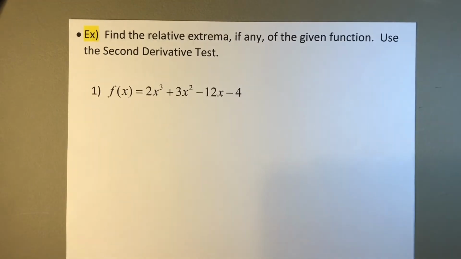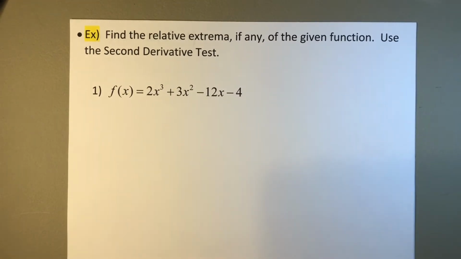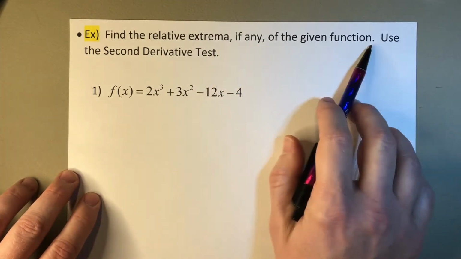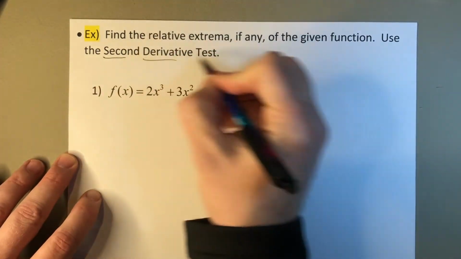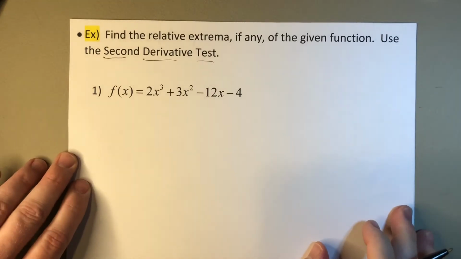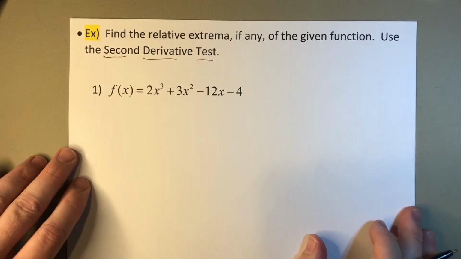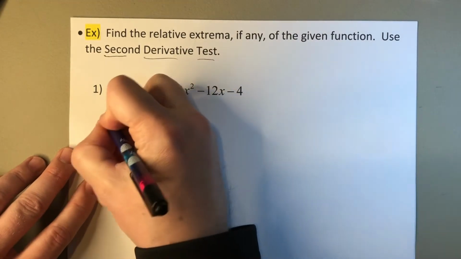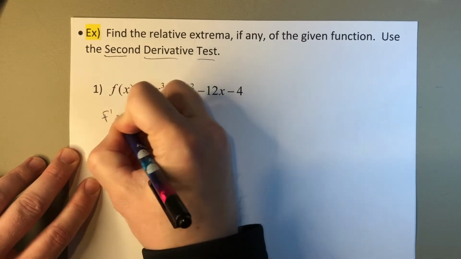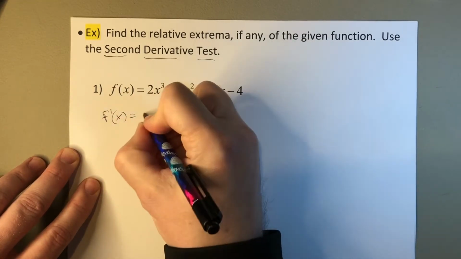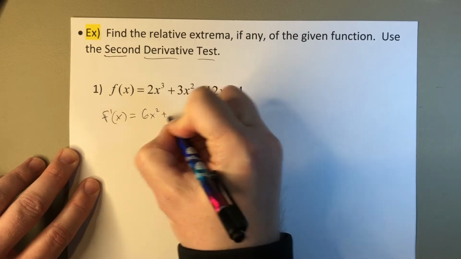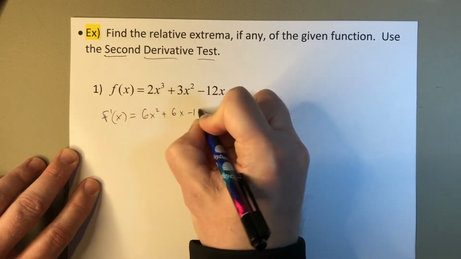All right, example number 1. Find the relative extrema, if any, of the given function. Use the second derivative test. If it says to use the second derivative test, you need to use the second derivative test. Here's the process. First, find the first derivative. First derivative is 6x squared plus 6x minus 12.